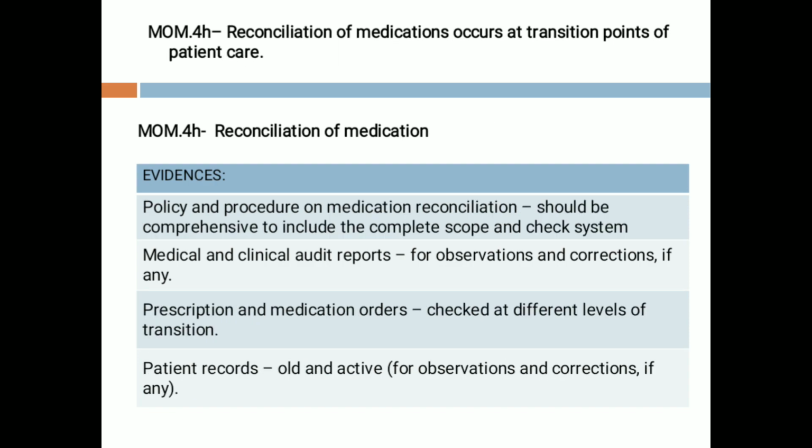Objective element MOM 4H speaks about reconciliation of medication. Evidences: policy and procedure on medication reconciliation should be comprehensive to include the complete scope and check system. Medical and clinical audit reports for observations and corrections if any. Prescription and medication orders checked at different levels of transition. Patient records, old and active, for observations and corrections if any.